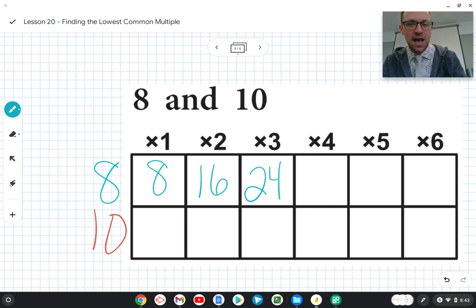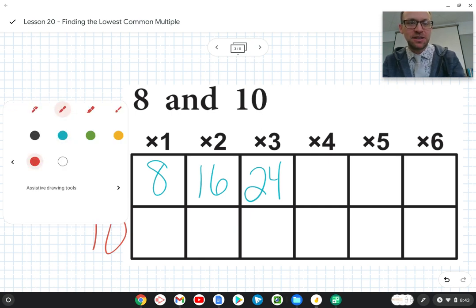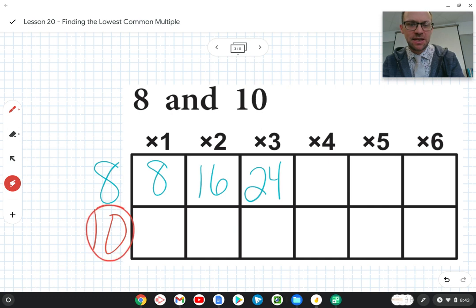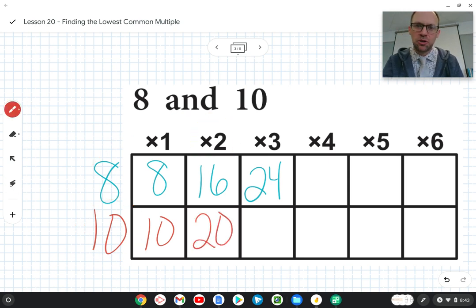All right, now let's move to the number 10. Let's find some multiples of 10. Let's see, 10 times 1, that's 10. 10 times 2 is 20. 20 is a multiple of 10. 10 times 3 is 30. 30 is a multiple of 10. We can pause here. Do we see any common multiples yet? Is the same multiple showing up on both lists yet? No, not yet. So we need to keep going.